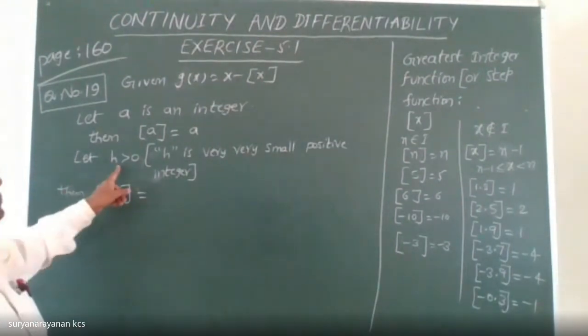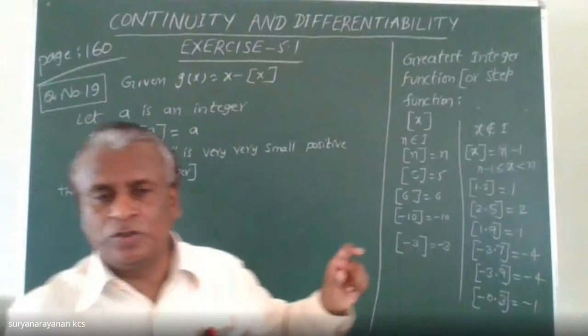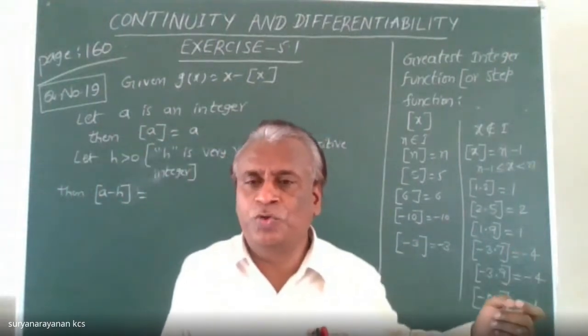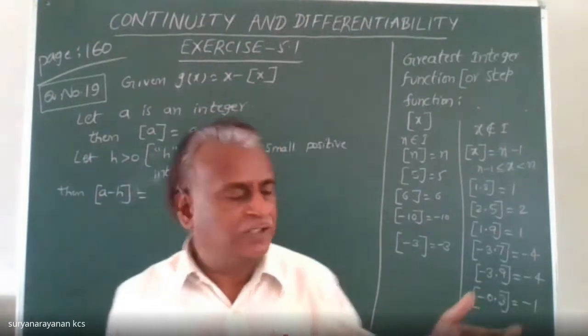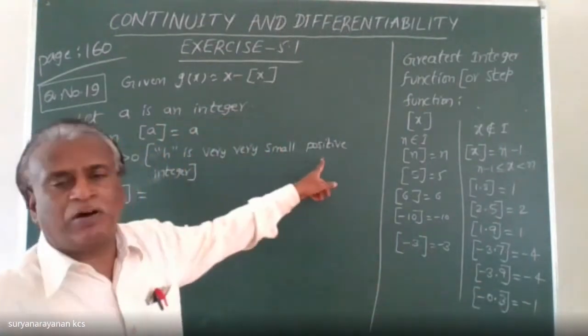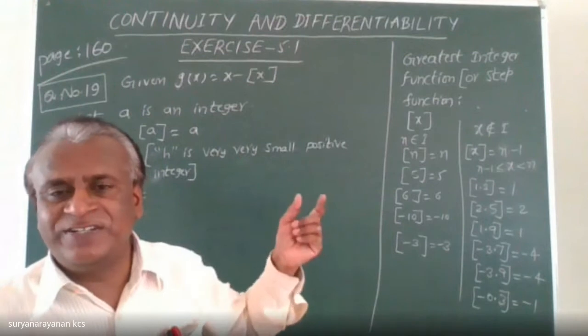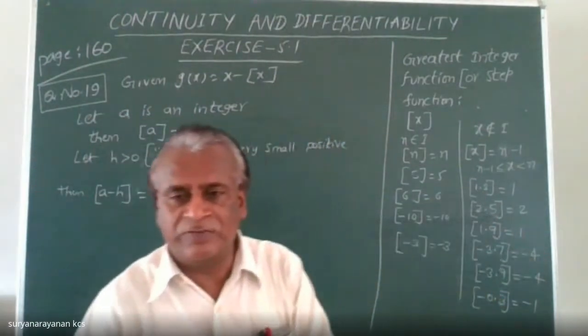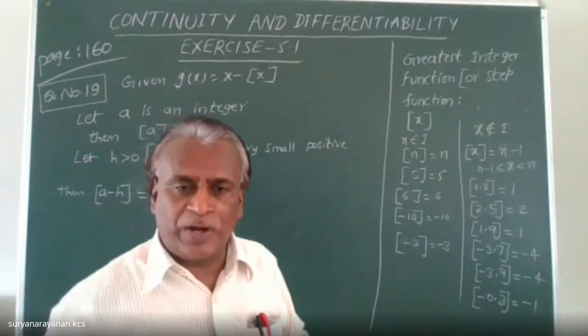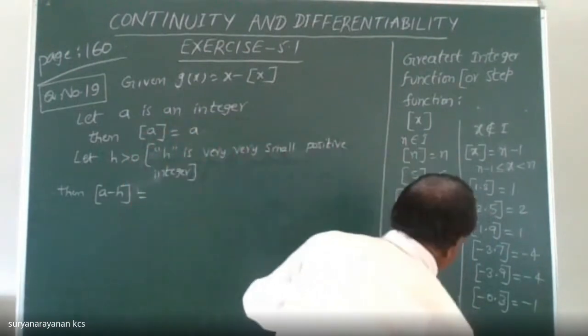H is greater than 0. H is greater than 0 means it may be 0.1, 0.2, 0.3, like that. Here it is a very, very small positive number. H is very small, like 0.3, 0.5, 0.1, 0.2, see here like this.